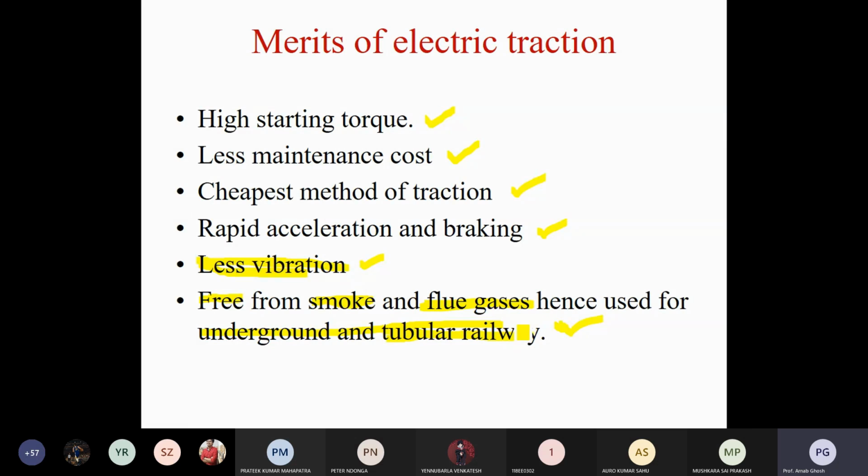So the underground machines can make that line. All the plates, the concrete plates, look like a pipe. That's why it looks like a tube, and that's why it is called a tubular railway.